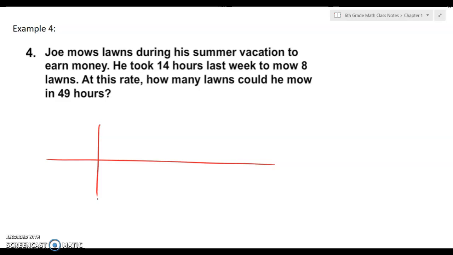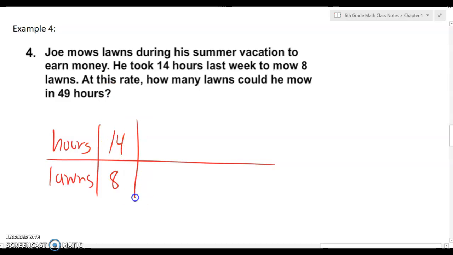All right, so we're comparing hours and lawns. It starts off, it tells us 14 hours for 8 lawns, and he wants to know how many for 49. So I'm going to just make an extra space. Oh, it's 49 hours, so 49 goes here. I made that extra space so that I could put in an extra ratio to help me with finding the final answer.